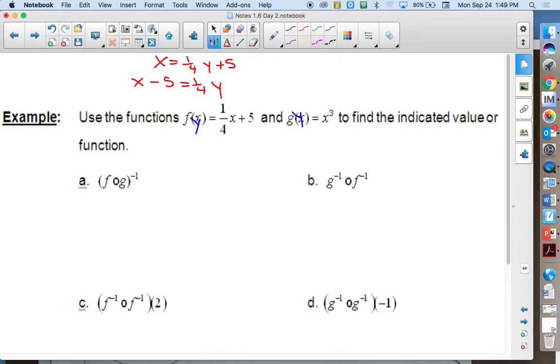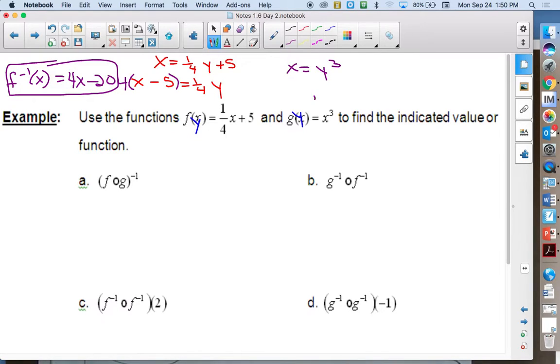So just be careful when you're multiplying by 4. Remember, all of the left side gets multiplied by 4. So you can either keep it as 4 times the quantity x minus 5, or you can write it as 4x minus 5. Or how about minus 20, not minus 5. So the inverse of f is either 4 times the quantity x minus 5, or just 4x minus 20. And then the inverse of g should be the cube root of x.